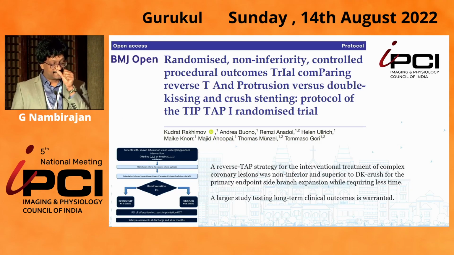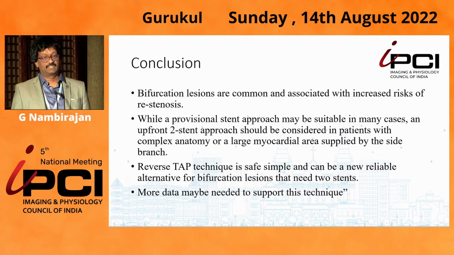This is a small randomized study, the TIP-TAP randomized trial, with around 50 patients. It was a non-inferiority trial compared with DK crush, and it has shown that this technique is easy and safe, but imaging is mandatory. If you have imaging guidance, then definitely you can use this technique and treat a complex bifurcation lesion. So to conclude, reverse TAP is a safe, simple, and can be a new reliable alternative for bifurcation lesions that need two stents, but we need more data to support this technique. Thank you.